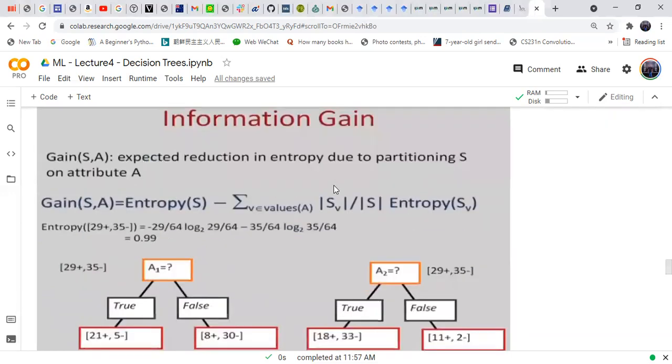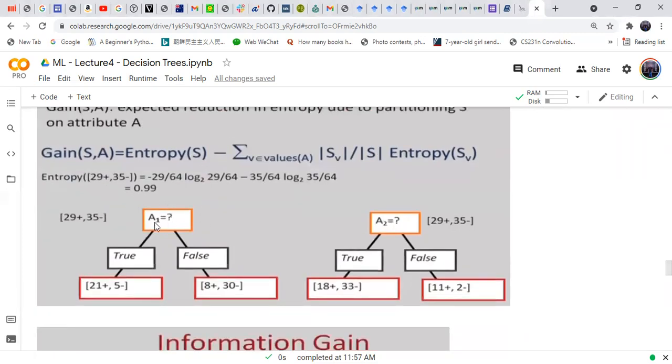Information gain of sample S over attribute A is the expected reduction in entropy due to partitioning S on attribute A. Gain of S over A is the entropy of S minus the weighted entropy of the partitions, to compute the information gain. This is the formula.